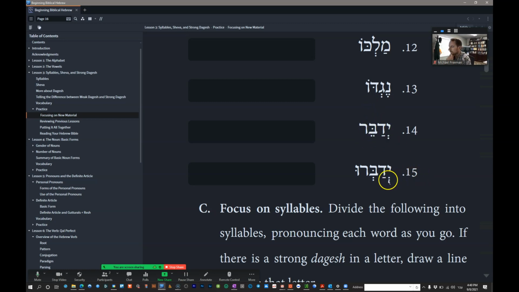And then number 15, this dagesh is preceded by a vowel sound, so we know it's strong. And since we know it's strong, we know that the schwa here is vocal. So again, it's strong enough to carry more than one vowel.